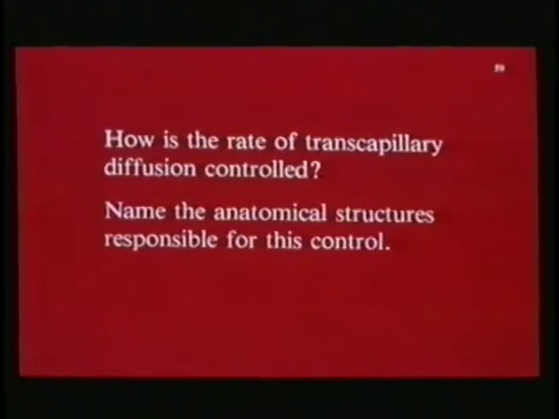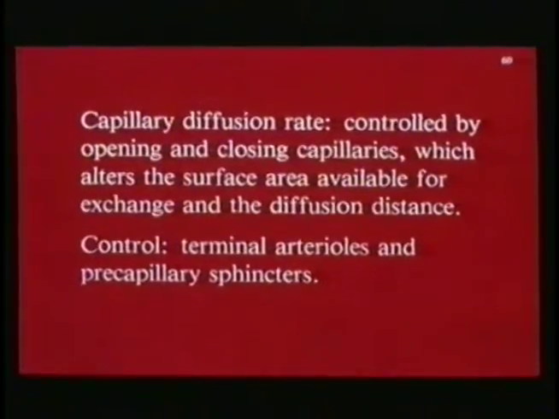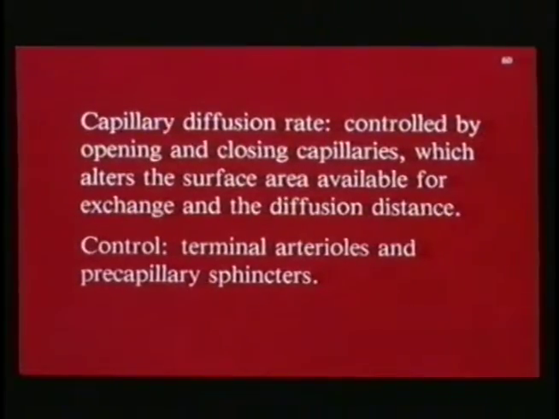59. How is the rate of transcapillary diffusion controlled? Name the anatomical structures responsible for this control. 60. The rate of capillary diffusion is controlled mainly by opening and closing capillaries, which alters the surface area available for exchange and the diffusion distance. Control of capillaries is accomplished by the terminal arterioles and the precapillary sphincters.